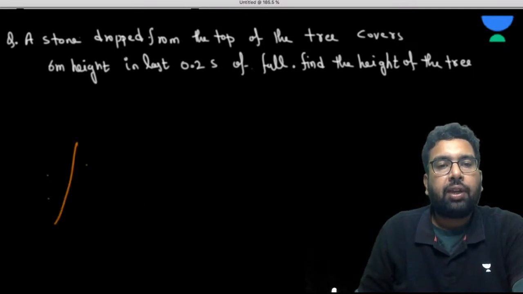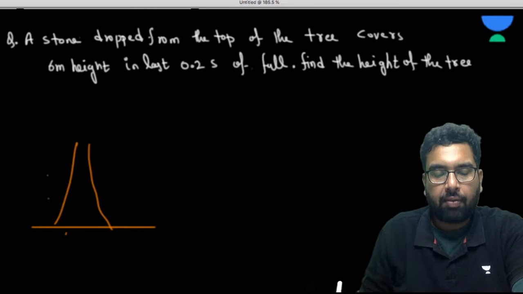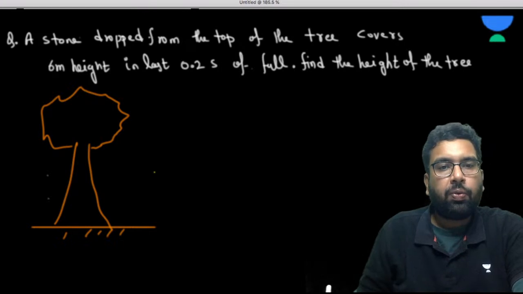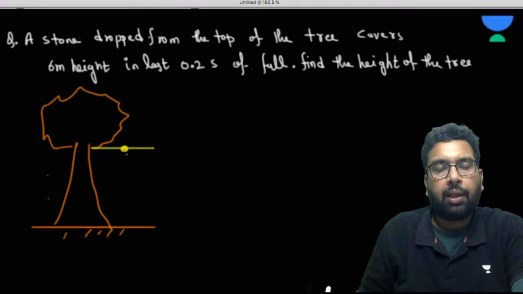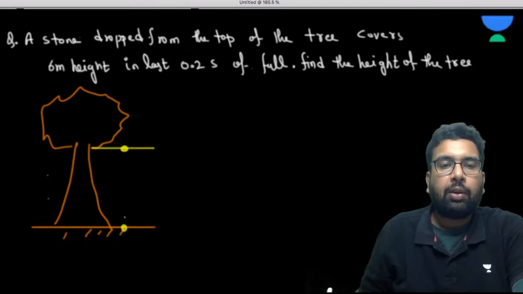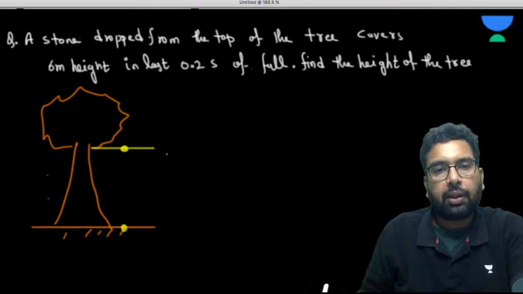So let's suppose we have a tree, and from the top of this tree a stone is dropped. It is obviously going to reach the bottom. It covers 6 meters of height in the last 0.2 seconds. Let's suppose this is point A and this is point B.